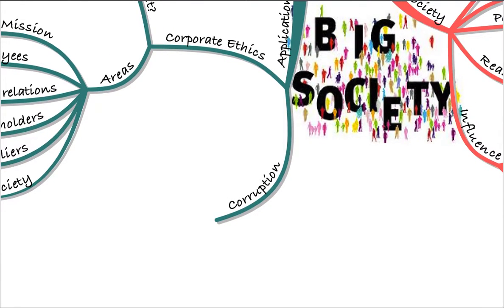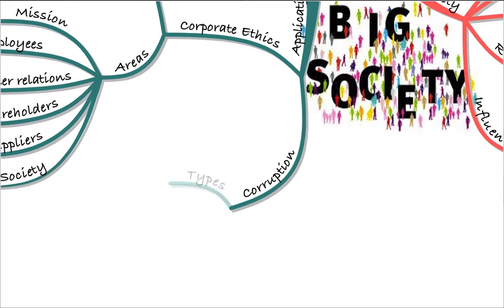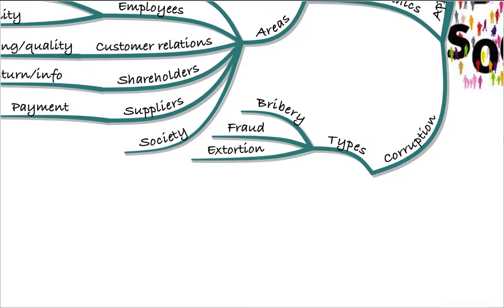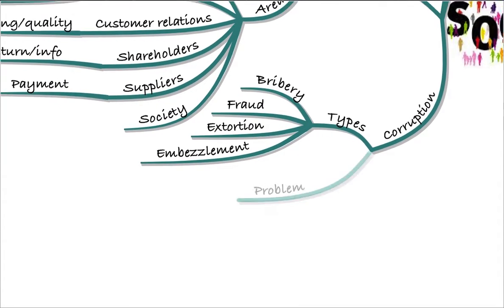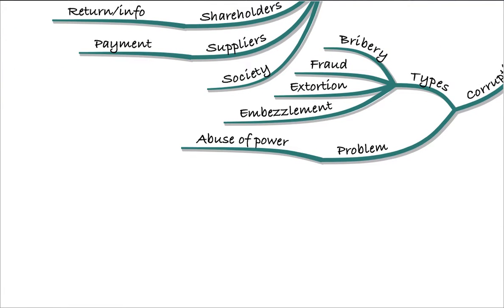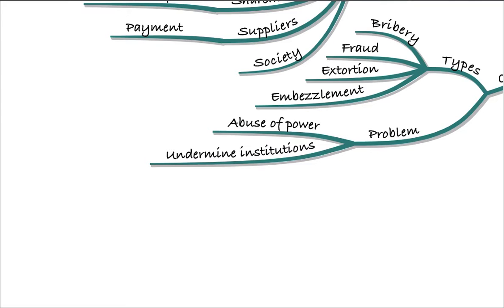When it comes to corruption, we need to be aware that there is a potential for it. So we're thinking here about bribery, fraud, extortion, embezzlement. So the problem with corruption is that it's an abuse of power, and every time it happens it undermines institutions, especially if members of accountancy bodies, for example, are involved.